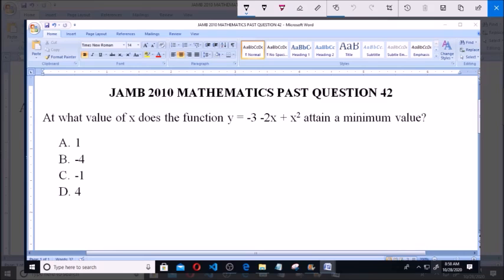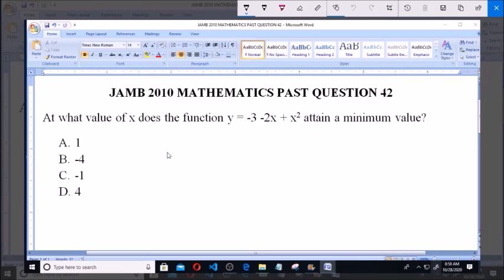I will be answering JAMB 2010 Mathematics Past Question 42. At what value of x does the function y equals minus 3 minus 2x plus x squared attain a minimum value? A: 1, B: minus 4, C: minus 1, and D: 4.